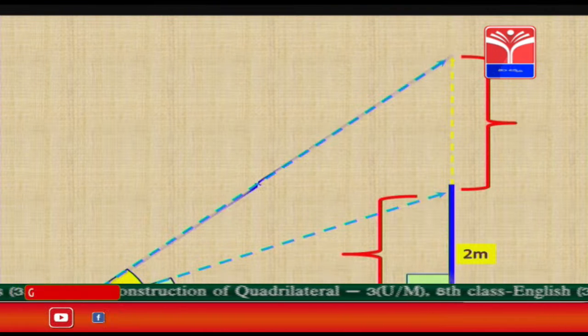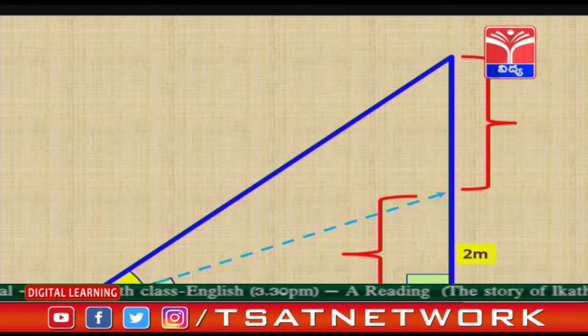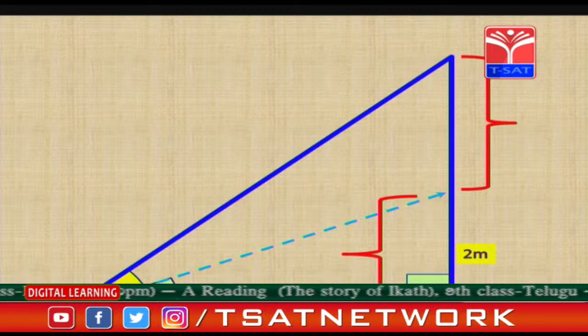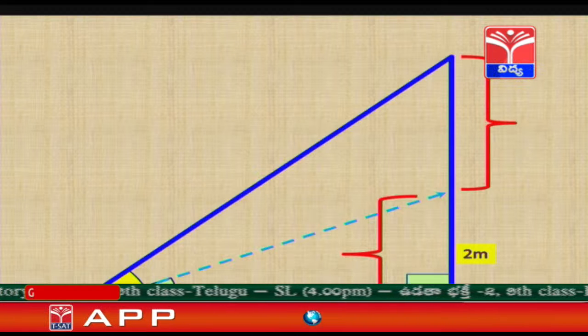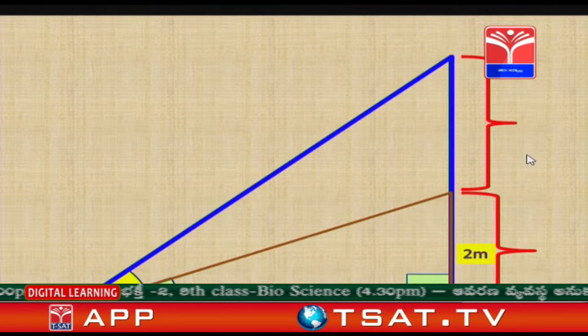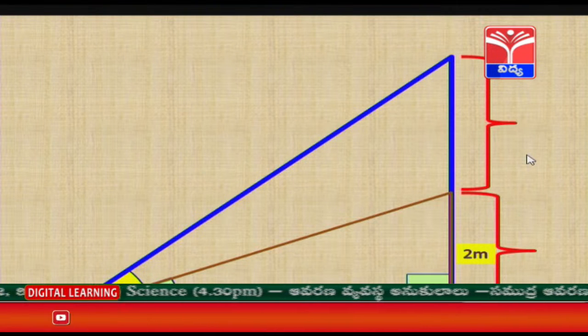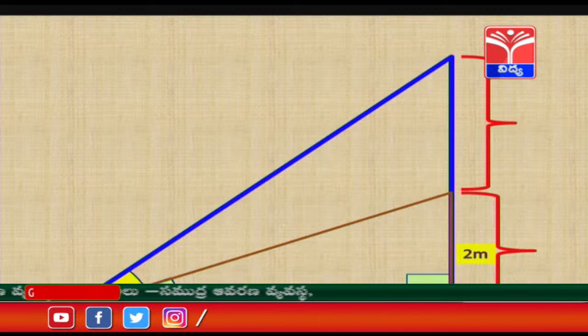Now, please see, this is a right triangle which is formed for the first line of vision to the complete statue, isn't it? So, these are the 2 parts which we have to discuss. Now, here we have one more triangle, this is the smaller right angle triangle.